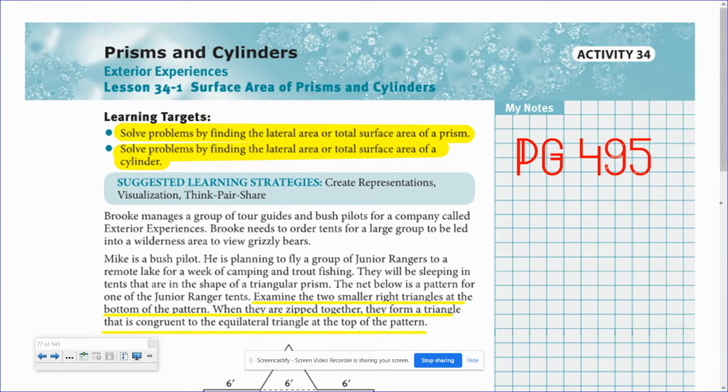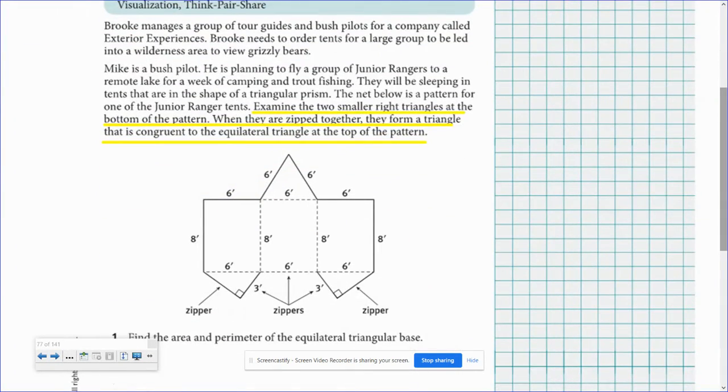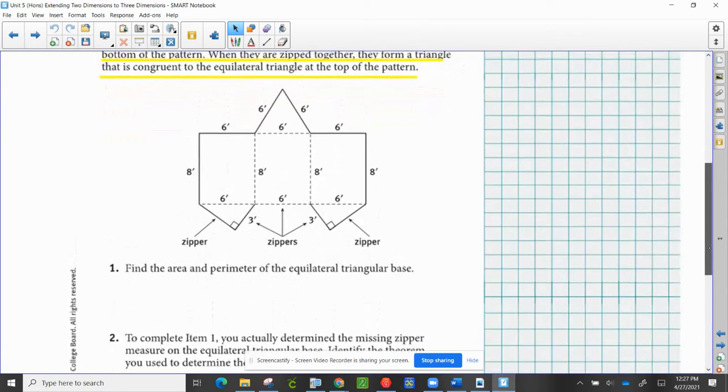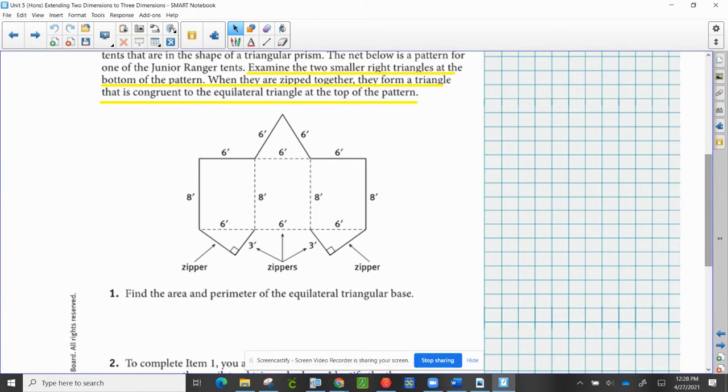Okay, so we're going to start by looking at this picture here. Now this picture is a net of a triangular prism. And in this scenario, they're talking about taking this group of junior rangers camping, and this will be the tent that they will be sleeping in. And it's in the shape of a triangular prism. The net below is a pattern of one of the tents. Okay, so remember, a net is just that figure unfolded, so that way you can see all the dimensions of it. But the important part here is to examine the two smaller right triangles.